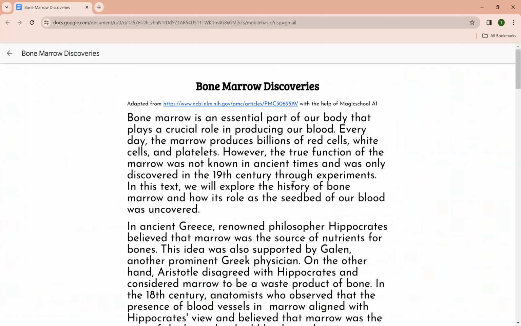Bone marrow is an essential part of our body that plays a crucial role in producing our blood. Every day, the marrow produces billions of red cells, white cells, and platelets. However, the true function of the marrow was not known in ancient times and was only discovered in the 19th century through experiments. In this text, we will explore the history of bone marrow and how its role as the seedbed of our blood was uncovered. So this word here is called platelets.